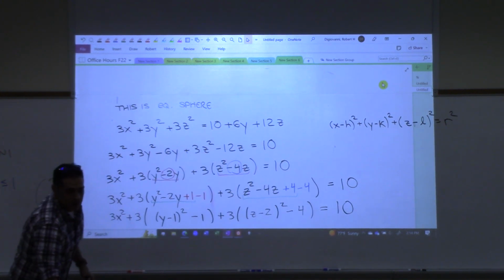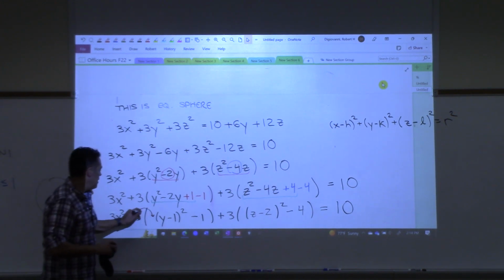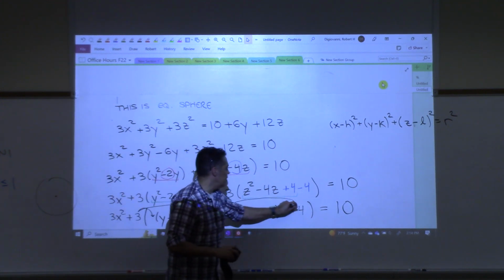Are you all with me or not? Yeah? Completing the square, yeah? It's been a while? Yeah, it's been a minute. What am I going to do now? I'm going to distribute the 3's back through. So this 3 is going to drop in front here, and it's going to distribute through. And then this 3 is going to drop in front here, and then distribute through to that -4.